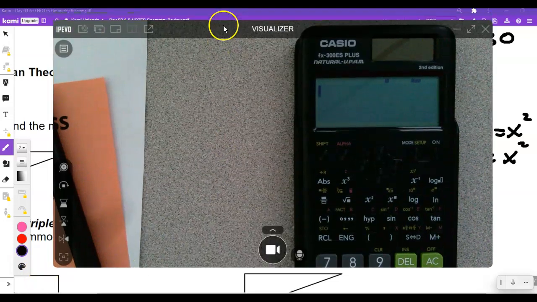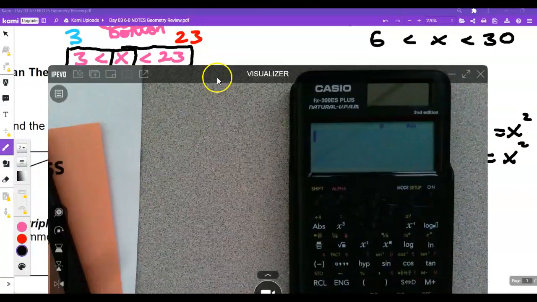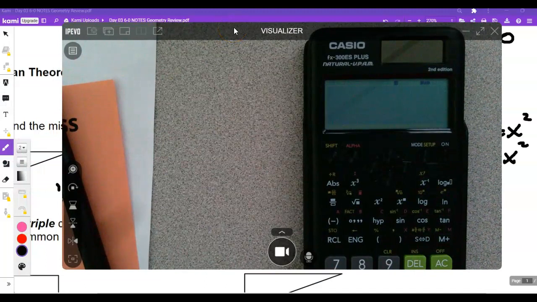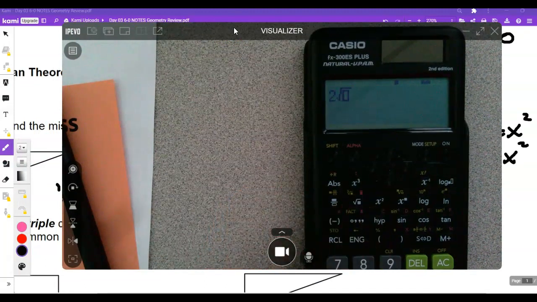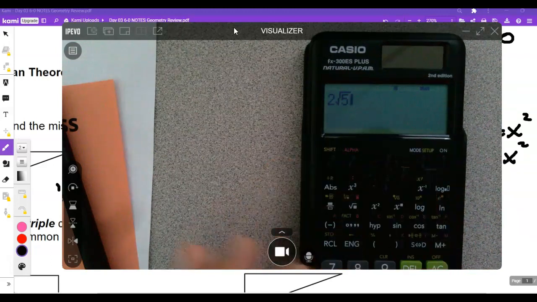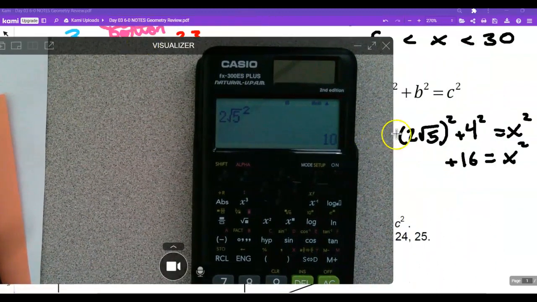So a little note about a calculator. If you're going to put this in here, 2 root 5 squared, if you're not quite sure what it is, if I put 2 root 5 and I square it, it says it's 10. Now, is that correct? No. So how come it's giving me the wrong answer? So what do I need to do to fix it? Yeah. So you notice when I wrote it down, I used parentheses. That's not cosmetic. That's actually needed. It's a different problem with and without the parentheses.